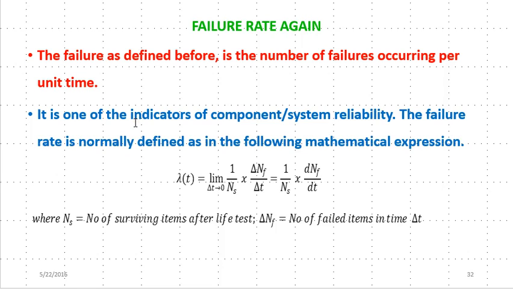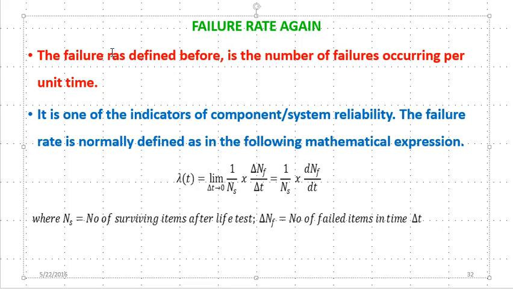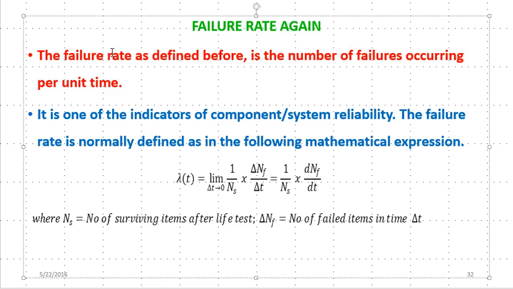So the next thing is the failure rate. We are going to look at it again, but here we are trying to derive a mathematical formula for it. The failure rate, if you can remember, we define it as the number of failures that happen per unit time.